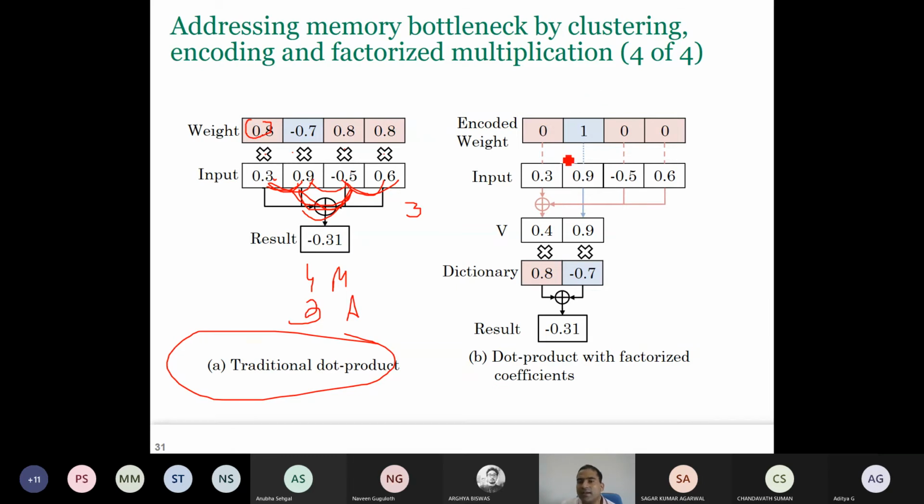Now, with the encoding, what we do, we don't multiply first. We first take the common factors out. So here, for example, this number 0.3 and this one are getting multiplied with the same value. All of them are getting multiplied with 0.8. So we first of all add them. So 0.3 is added with this, and this is added with this. So till now, how many additions? 2 additions. This with this, and this with this.